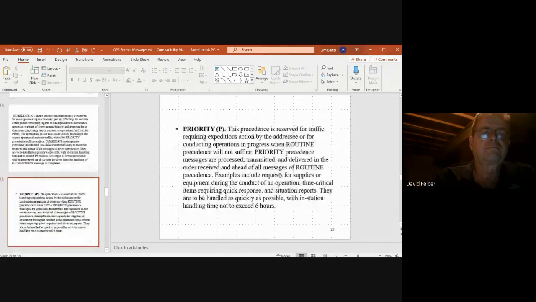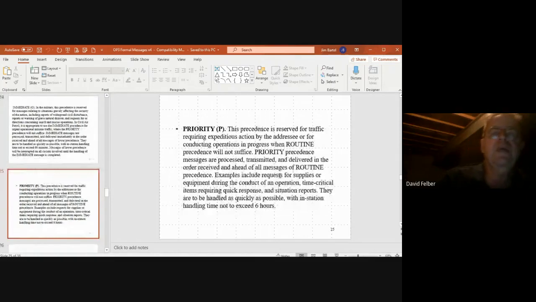Priority is P. Reserved for traffic requiring expeditious action by the addressee when routine will not suffice. Priority messages are handled ahead of all routine messages. Examples: a request for supplies or equipment during the conduct of an operation, time-critical items requiring a quick response, and situation reports. They're to be handled as quickly as possible with in-station handling time not to exceed 6 hours.